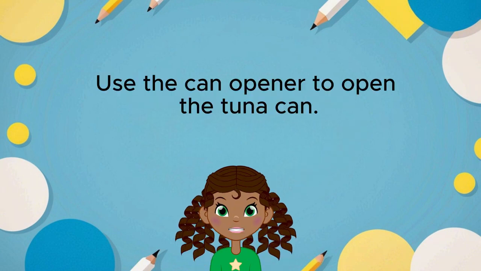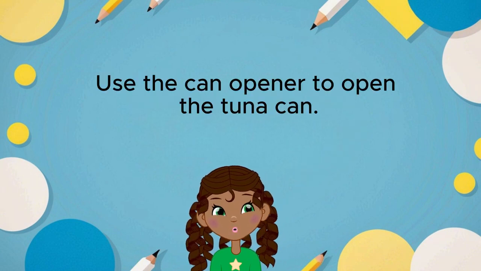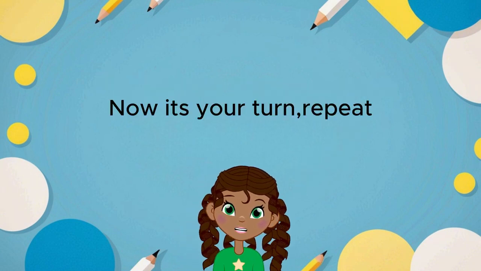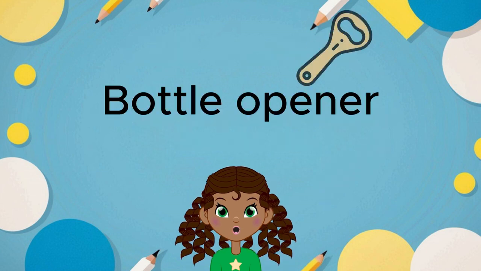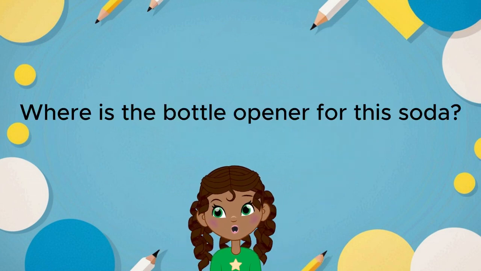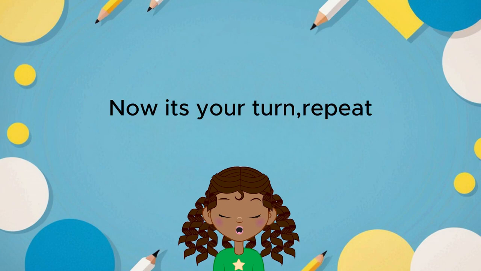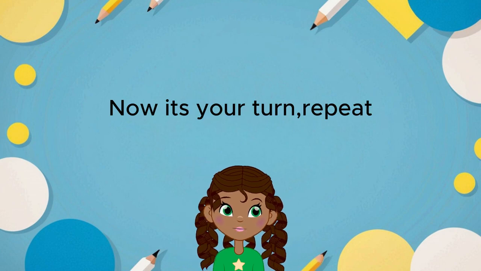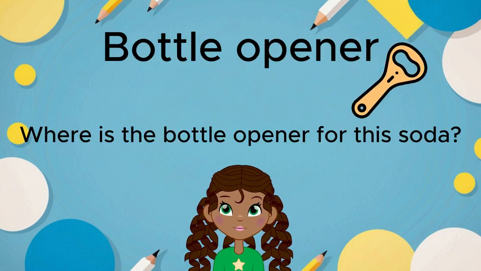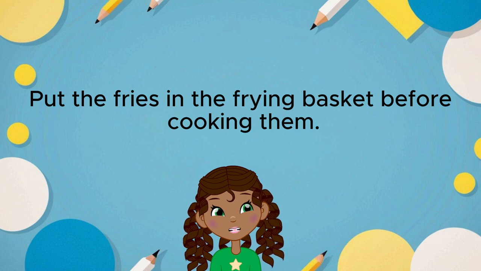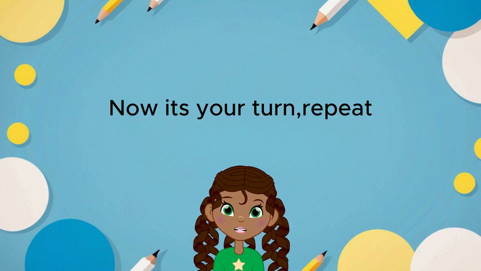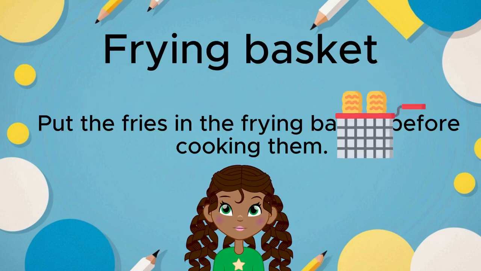Can opener. Use the can opener to open the tuna can. Now it's your turn, repeat. Bottle opener. Where is the bottle opener for this soda? Now it's your turn, repeat. Frying basket. Put the fries in the frying basket before cooking them. Now it's your turn, repeat.